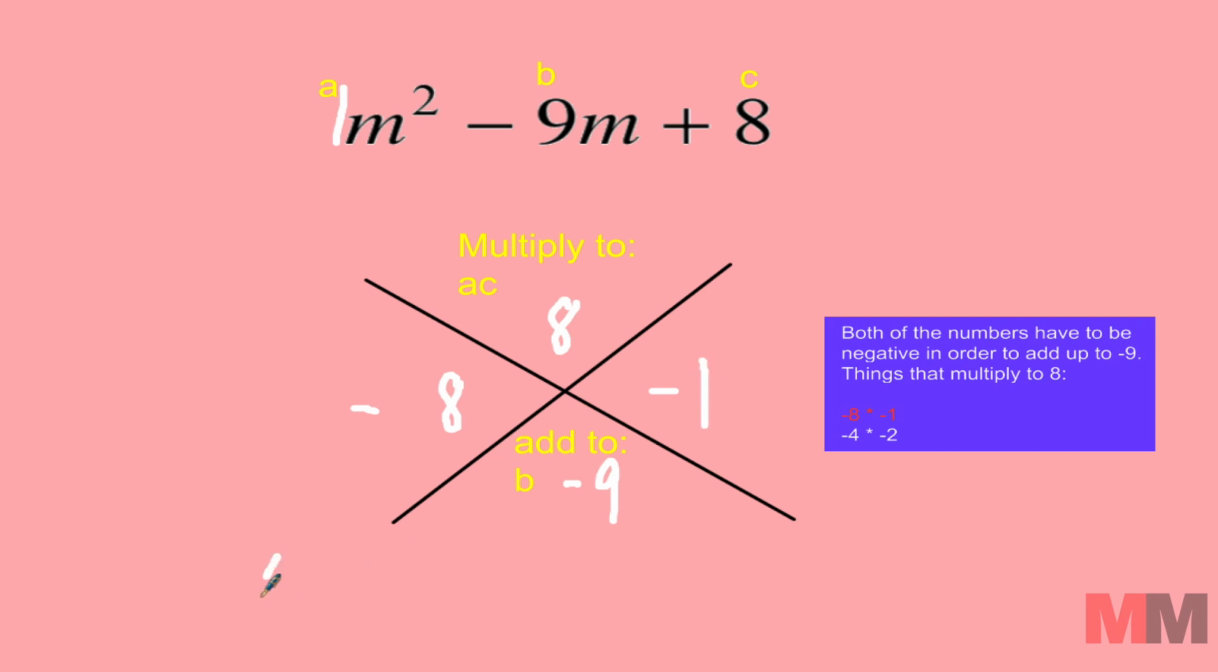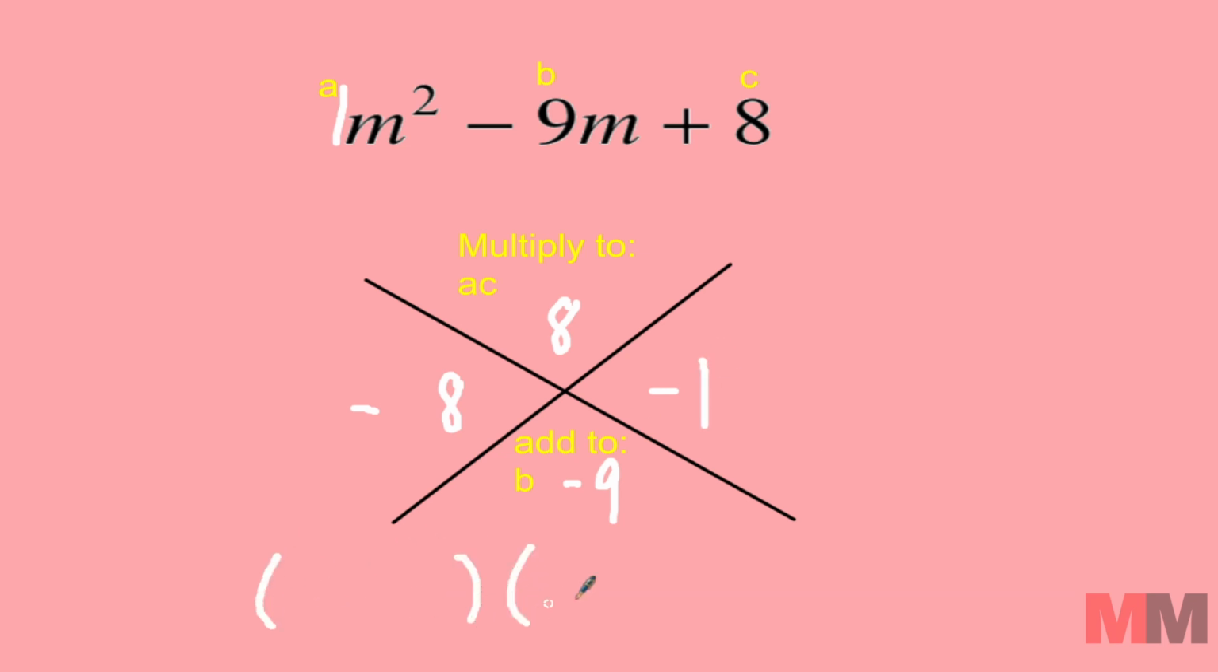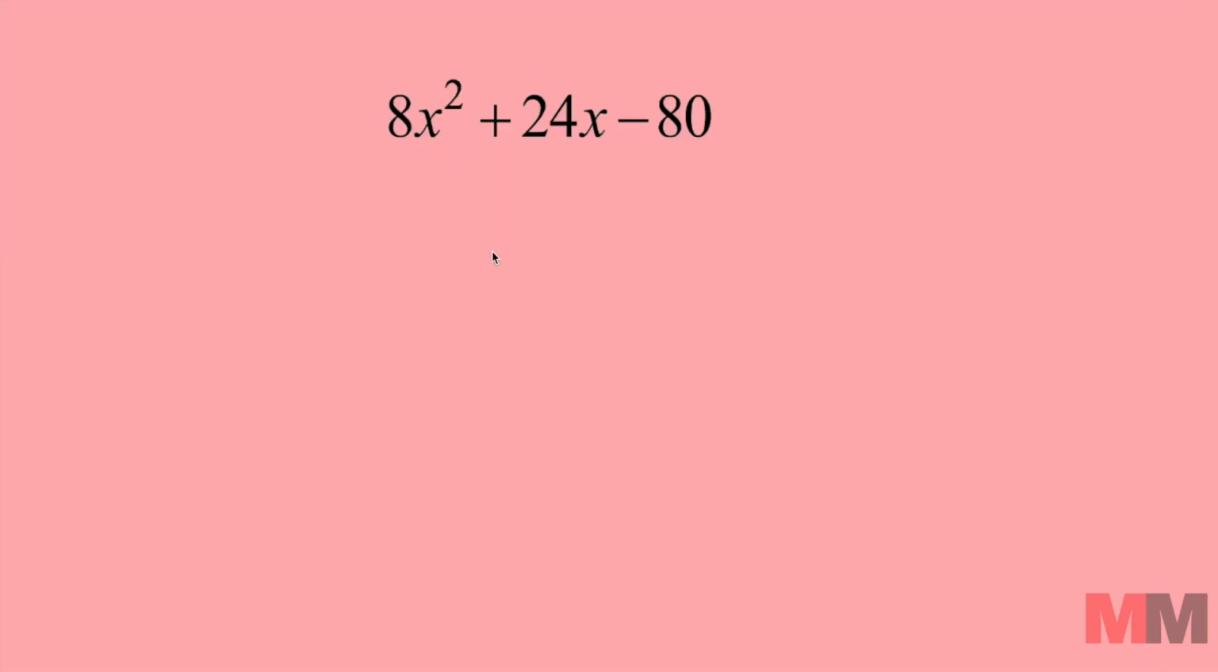Once you have those two numbers, set up your two binomial parentheses. You're dealing with m's this time. And then just plop these two numbers right in. Minus 8 and minus 1. Sometimes you'll get a scenario where this number right here is no longer 1. And the problems just get more difficult from there. But sometimes they are just a hidden problem. A hidden easy problem is what I would like to say it.